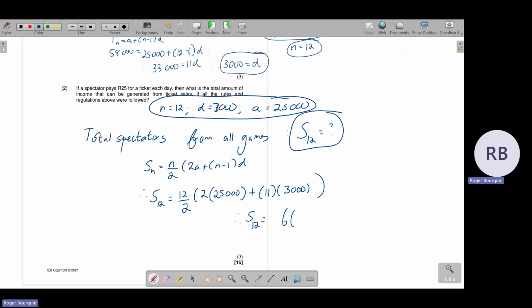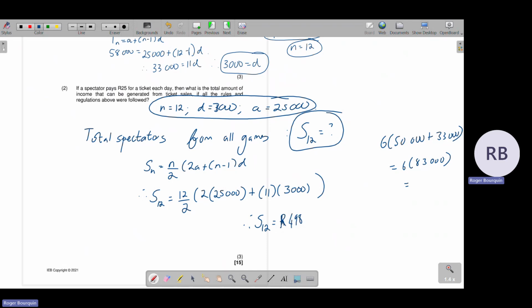Right, so what did you get for S12, guys? Anyone? Do 6 times (50,000 plus 83,000)... So 6 times 83,000. What's your answer for S12? 480 plus 18, 498,000. Yeah. So S12 is going to be 498,000.